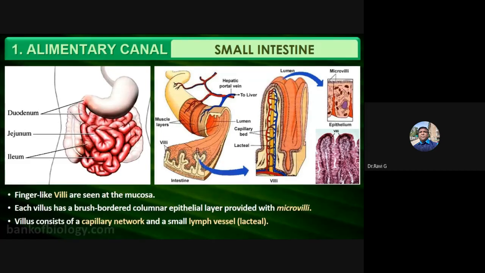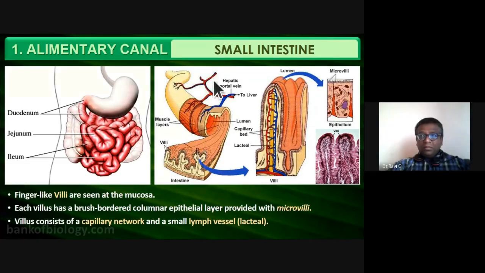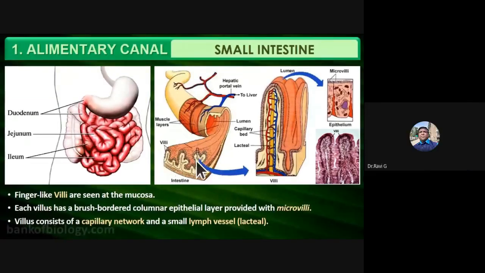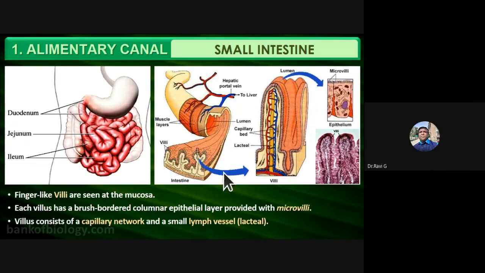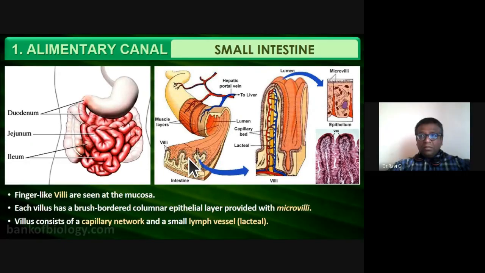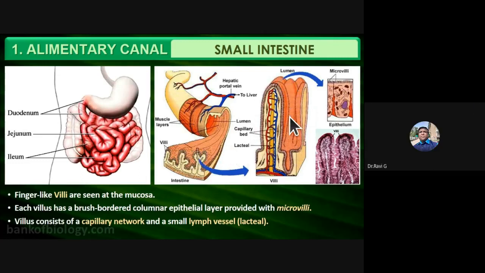The small intestine has finger-like villi, which are seen at the mucosa layer. When you take a section of the intestine, you can notice these small finger-like villi. Each villus has brush border columnar epithelial cells, which in turn are provided with microvilli. So villi have microvilli.